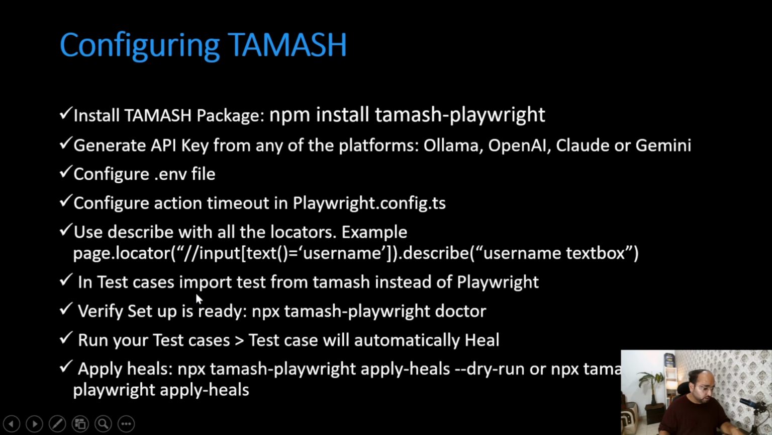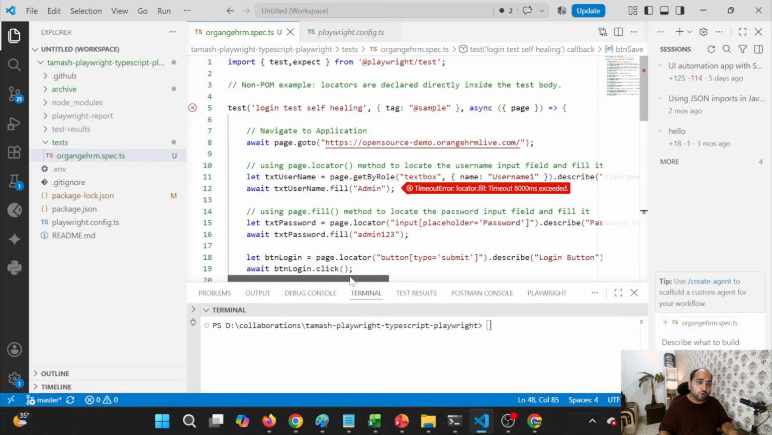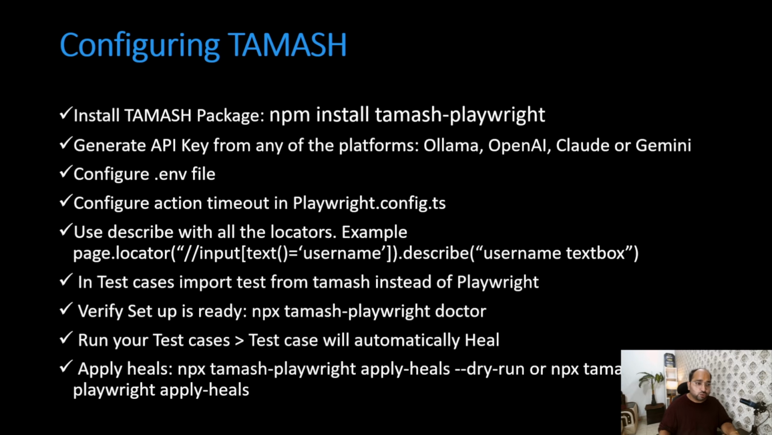Now in test cases, by default, when we write Playwright test cases, what we do is we import test from the Playwright library. But what we need to do now is we need to use Tamash-Playwright, because Tamash Playwright is a wrapper on top of it, right? So this is how we need to do it. Okay. Then once everything is done, we want to verify whether this Tamash setup is ready or not, right?